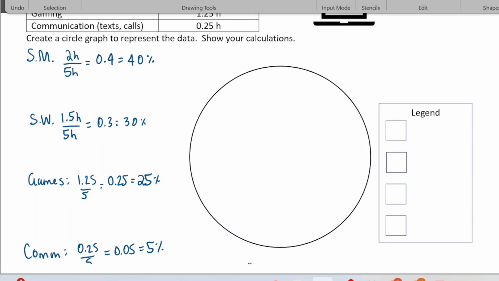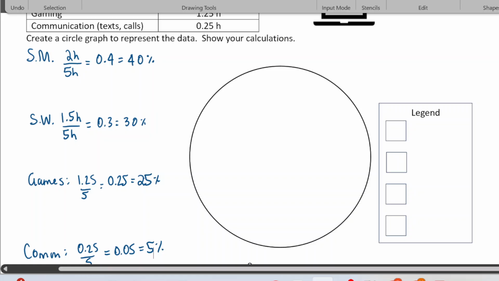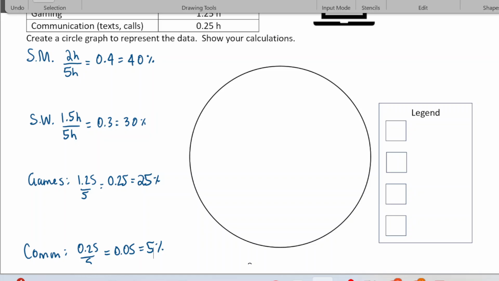Okay, so let's figure out how big each of these sections should be. Now I'm going to start with the 25% one, just because that one, it's going to be easy to show a quarter of a circle.